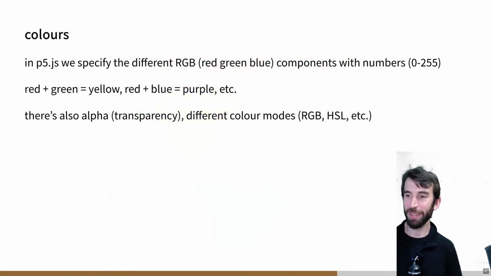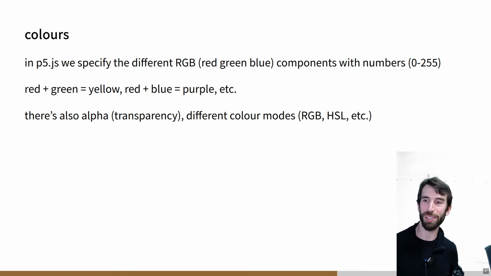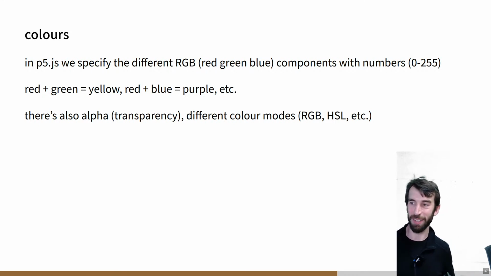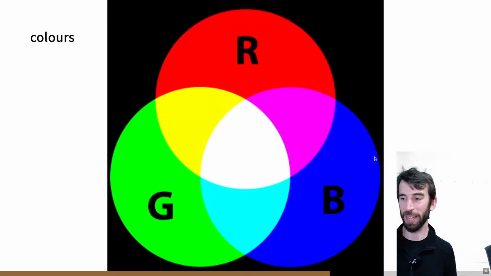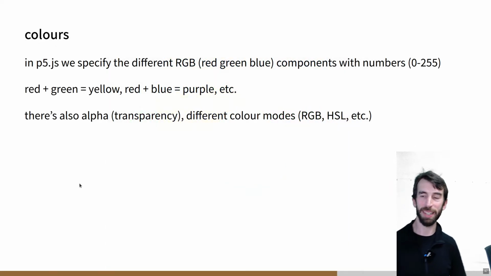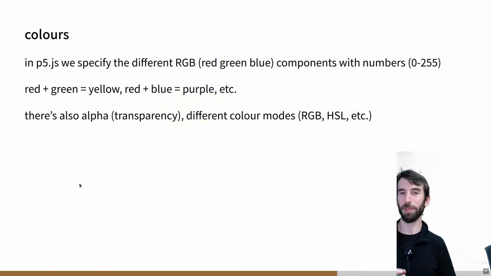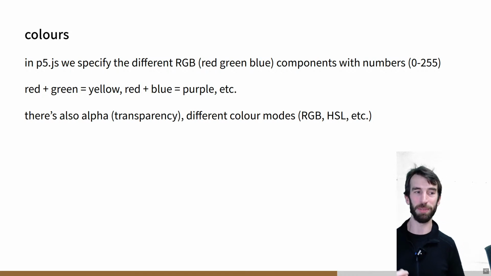But there's another way which is probably going to be more useful as we go along, which is specifying exactly the kind of color with, you guessed it, numbers. So we can specify the different components of a color, the amount of red, the amount of blue, the amount of green, to mix together to make a color with numbers. And the numbers often go from 0 to 255. That's a weird number, isn't it? Why do we use 255?